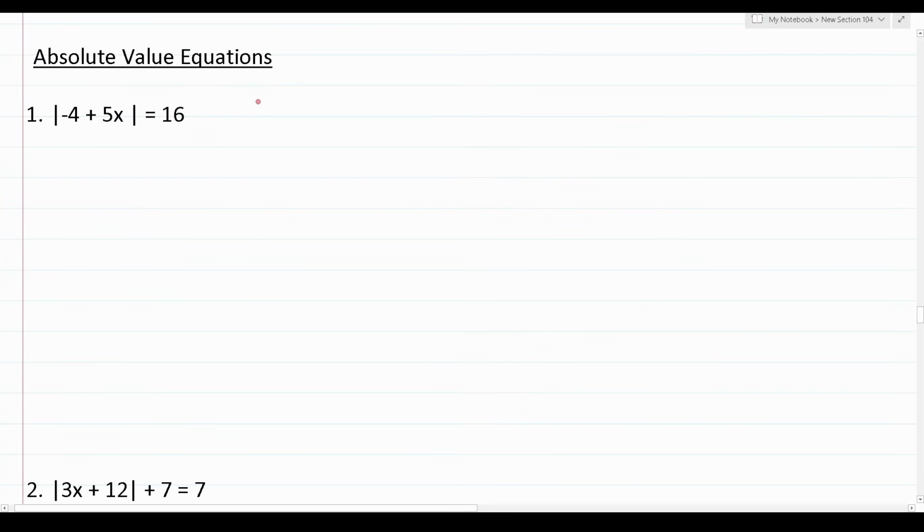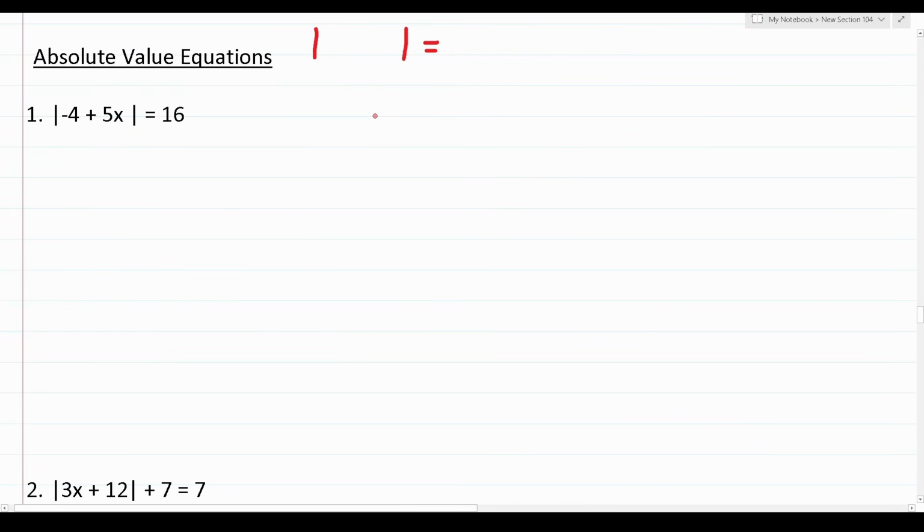All right, so let's talk about absolute value equations now. And let me just say this. Your goal is to isolate your absolute value. That is, ultimately, you want to get your absolute value equal to something by itself. Because when you do this, it's going to tell you how many solutions your equation has.